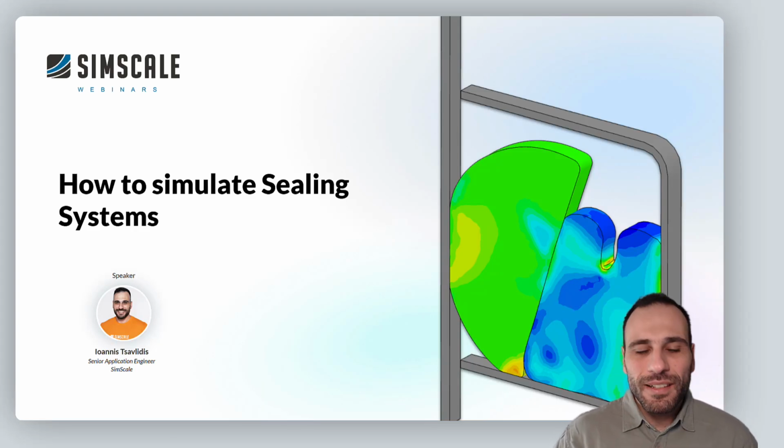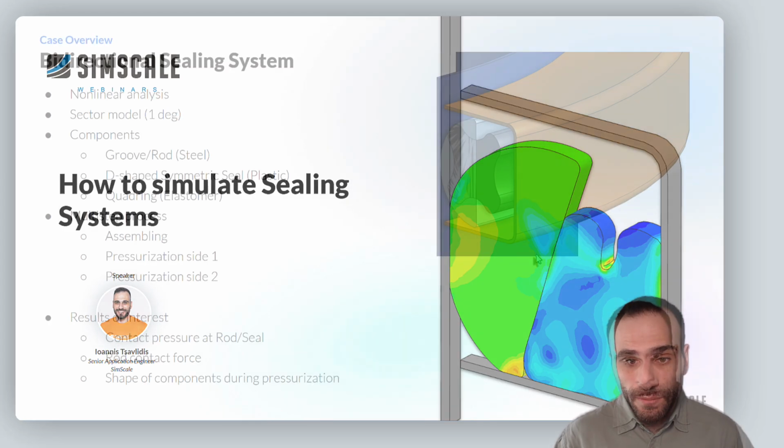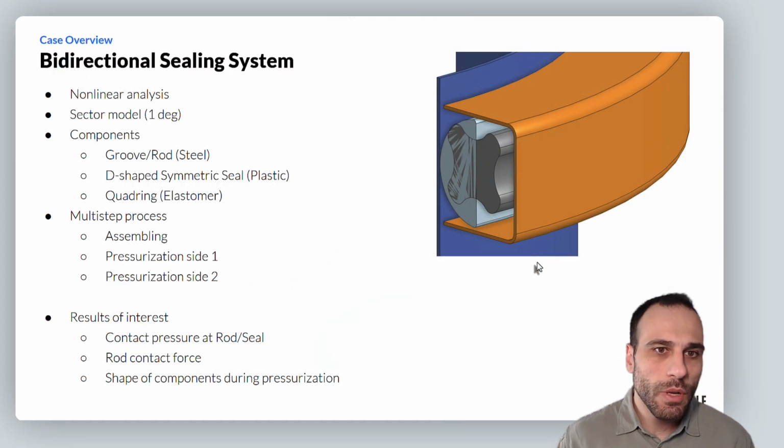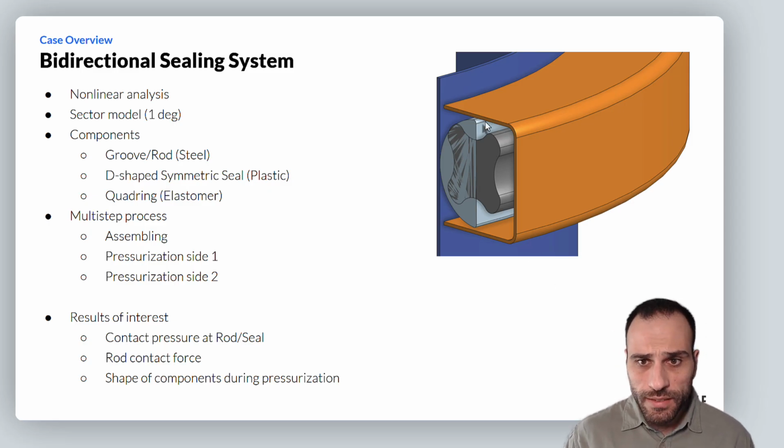My name is Ioannis. I'm a senior application engineer with SimScale, and today we are going to see how easy it is to simulate a sealing system using our advanced nonlinear capabilities. Our goal for today is to simulate a bidirectional sealing system. This will be a nonlinear analysis, and we see our assembly consists of 4 parts.